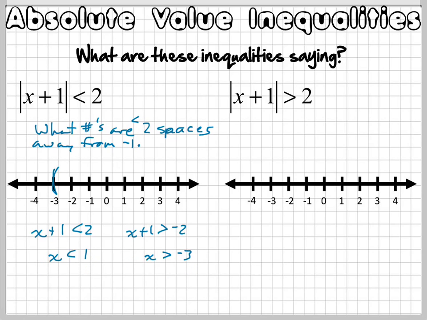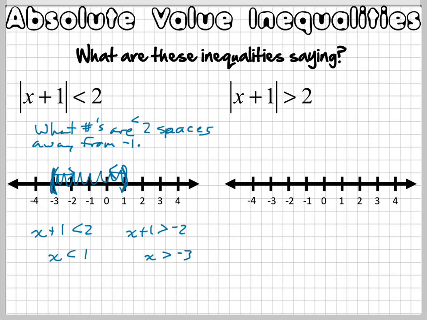Because if I go to -3 and I say greater than -3, and I go to 1 and I say less than 1, then it's just one interval right here. So all of these numbers are less than 2 spaces away from -1. See, there's -1, 1, 2, 1, 2.